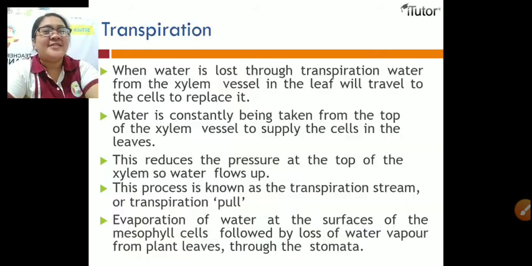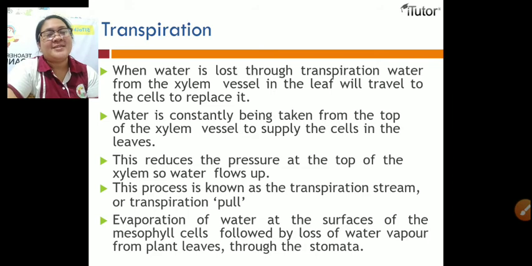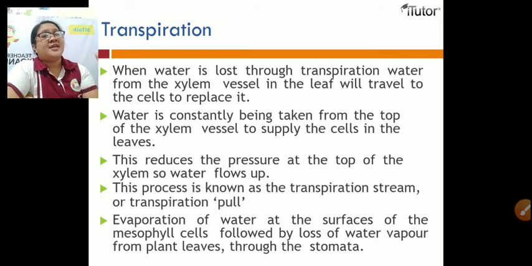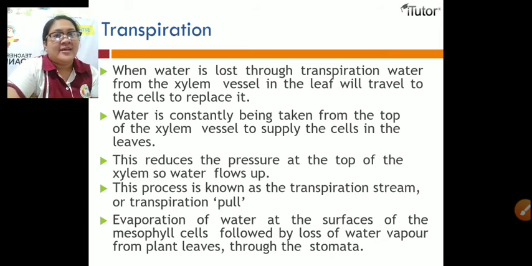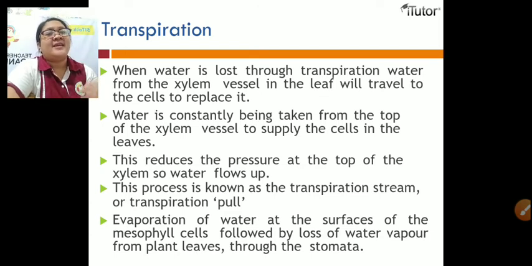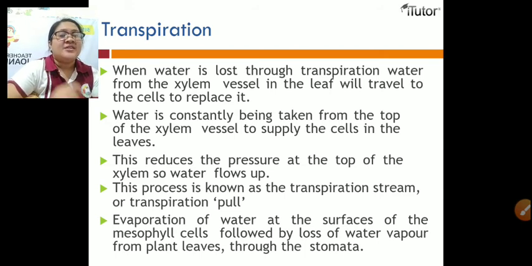Okay, let's continue. Let's talk about transpiration. When water is lost through transpiration, water from the xylem vessels in the leaf will travel to the cell to replace it. So when water is constantly being taken from the top of the xylem vessels to supply the cells in the leaves, this reduces the pressure at the top of the xylem so water flows up. This process is known as the transpiration stream, or what we call the transpiration pool.